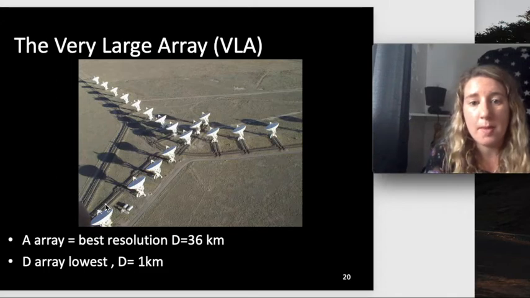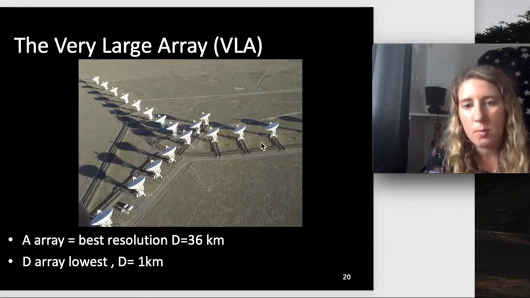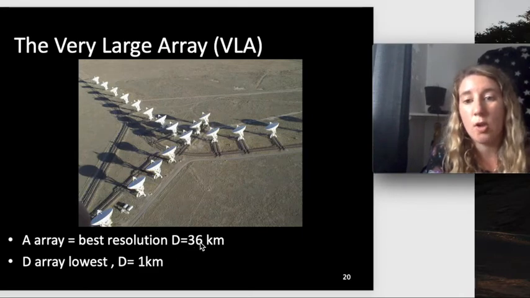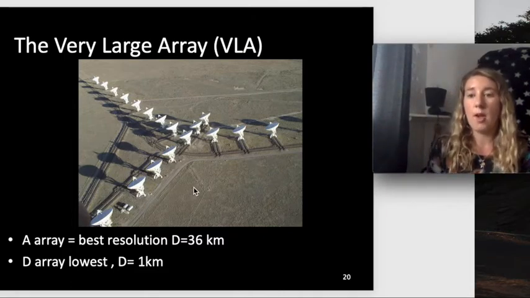What that means is when the antennae are as far apart as they can go. These are all on train tracks, and the people move them along to get them farther apart. When they're as far apart as they can go, they give you an array diameter of 36 kilometers. When they're as close as they can be together, they have a diameter of 1 kilometer. So there's a big difference.